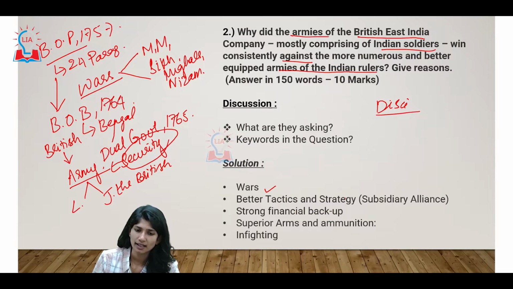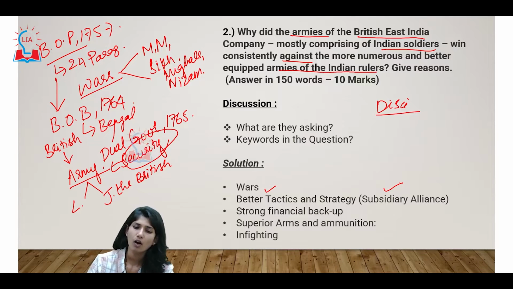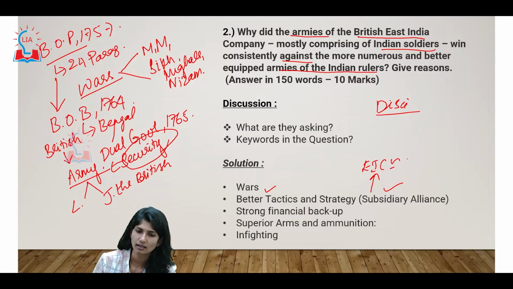Okay, look at the thing. Wars, better tactics and strategy. For example, subsidiary alliance, doctrine of lapse, ring fence policy. Okay, all these policies, they utilized it and made sure it would benefit one and only one, the EIC, and thus the British. Self-serving interests. Any of the tactics or strategies that they used are all self-serving interests.